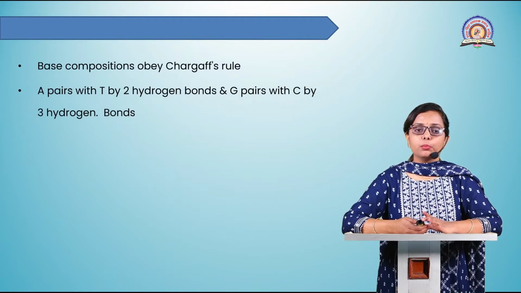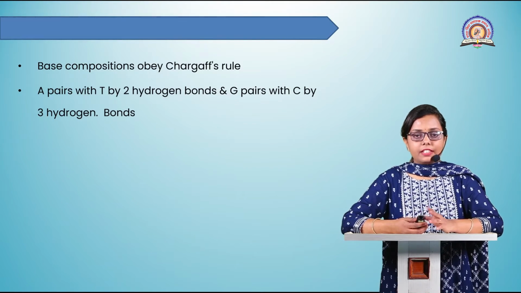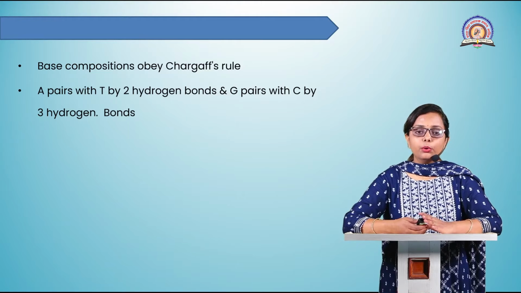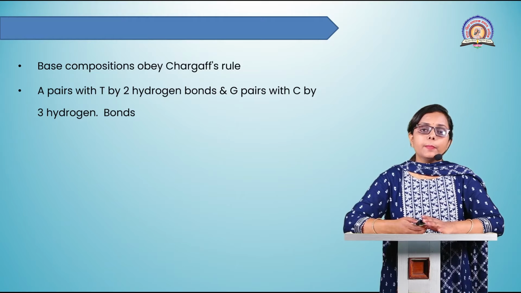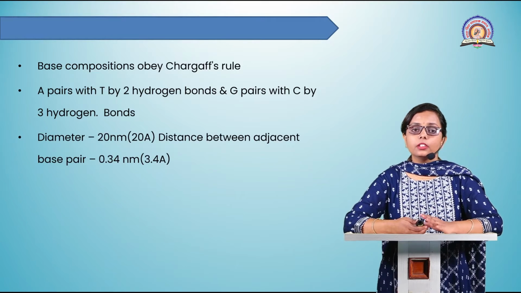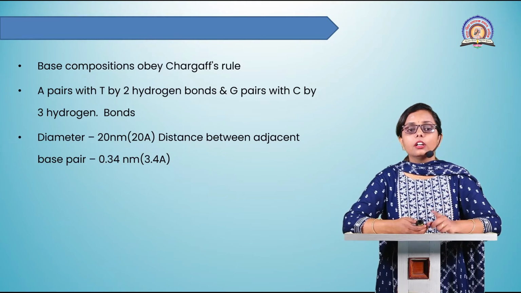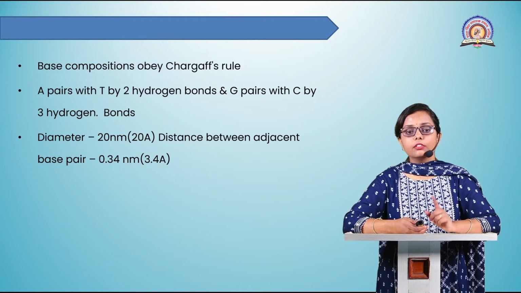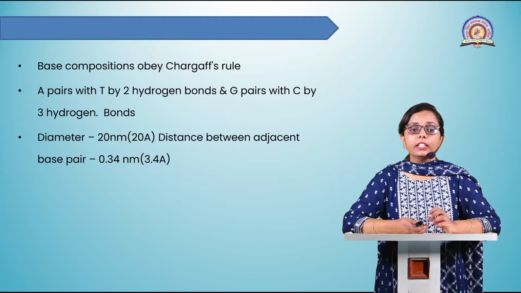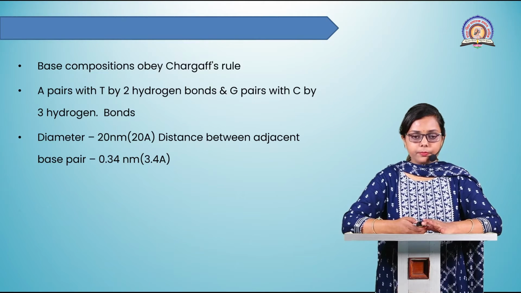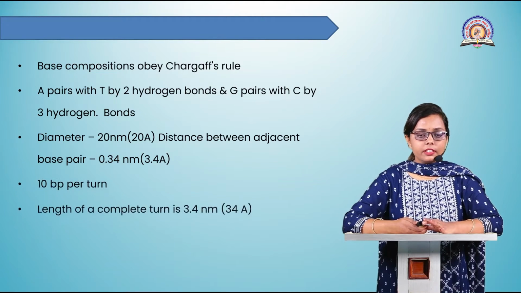These base compositions obey Chargaff's rule, as we have already stated, that the amount of purines is equal to the amount of pyrimidines. In this particular DNA, adenine pairs with thymine by 2 hydrogen bonds, and guanine pairs with cytosine by 3 hydrogen bonds.